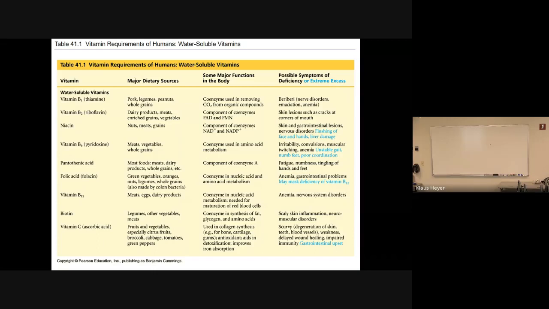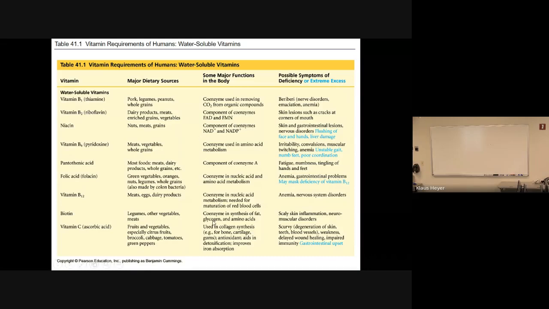Done. Do you want us to know what's listed under B vitamins? No. You don't even have to know the different B vitamins, just B vitamins in general. So if I were to say, tell me about the vitamins, you're going to start by saying B vitamins help your body use energy. That's it.